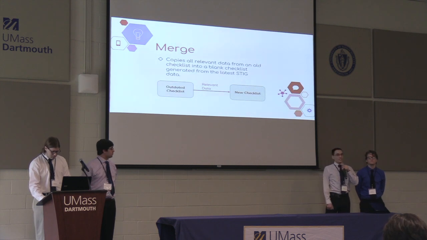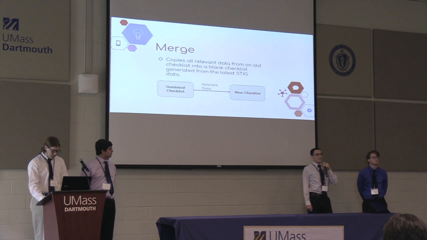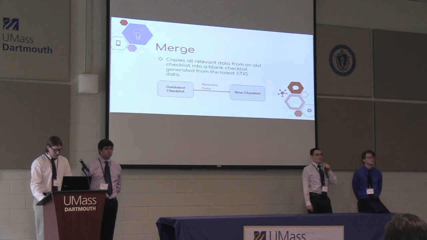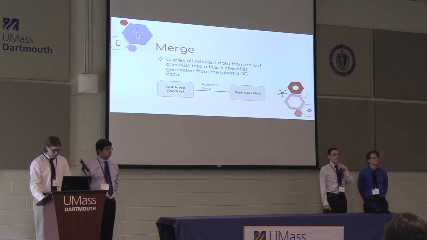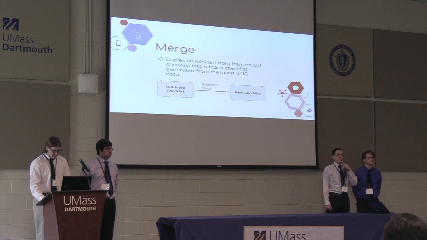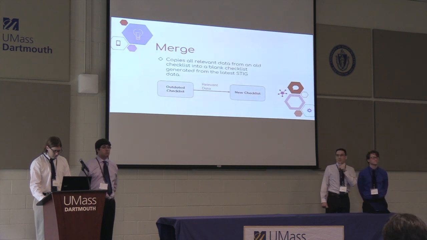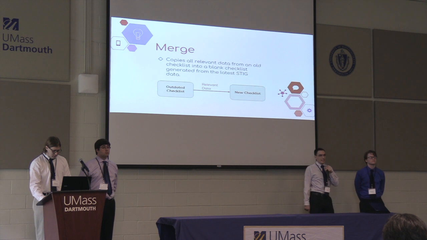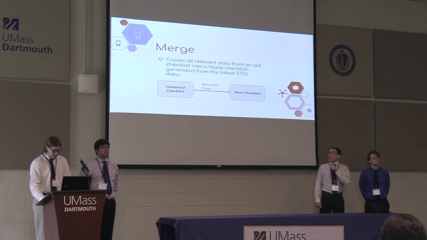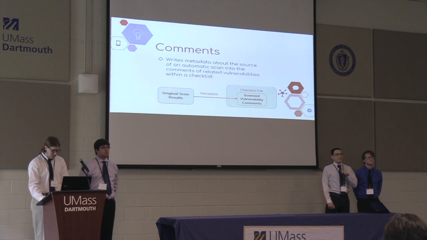The first function is straightforward. It's called merge. Merge takes a single checklist file and an updated version of that checklist file and merges them together, creating a third merged checklist file. And that helps with the users updating those vulnerabilities, like I said, because it just automatically copies it over for them already. Our next function is called comments.